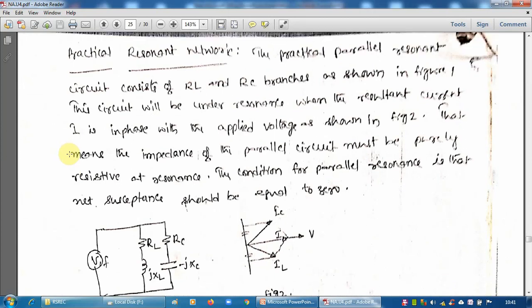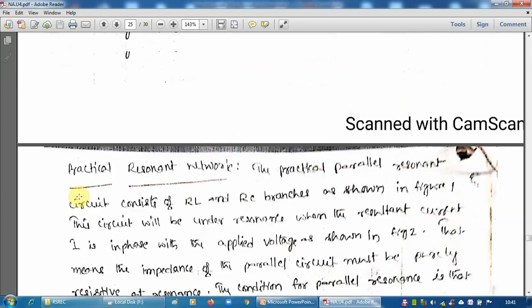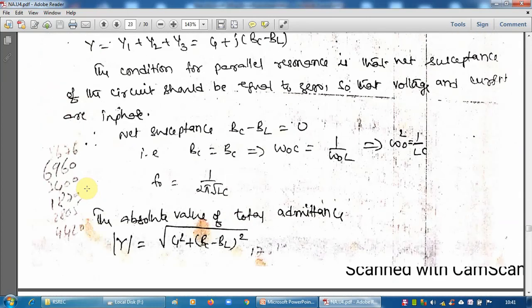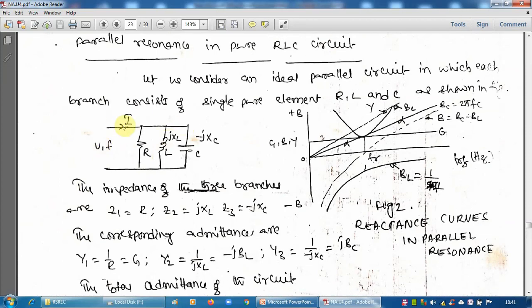Now we will consider a practical resonant circuit, or a practical parallel circuit. The circuit seen here is a theoretical or ideal circuit. Why? Because we cannot get pure L or pure C. Every inductor has some resistance and a capacitor also has some resistance. So this ideal circuit is considered to study the principles of parallel resonance.